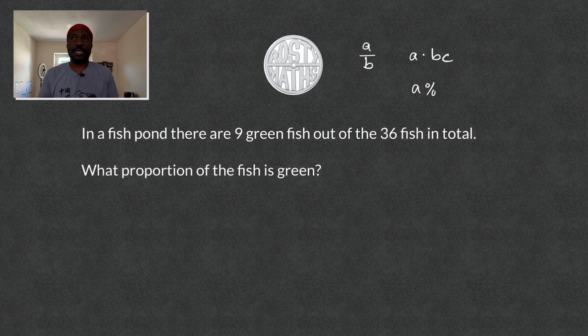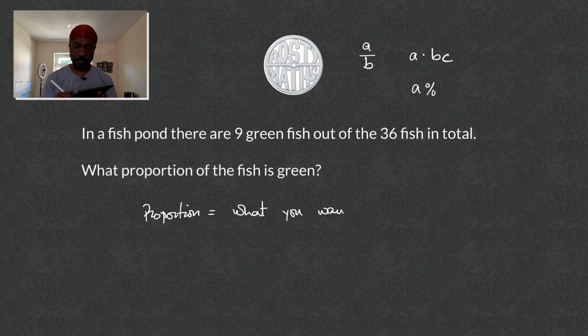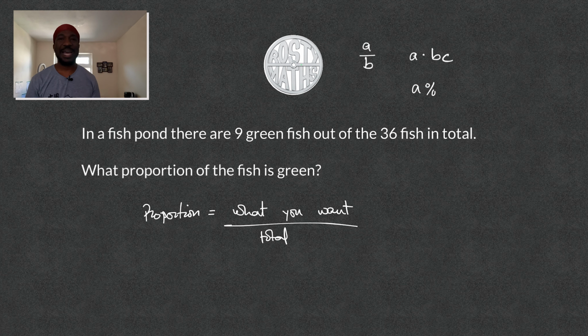Now, how do you work out proportion? So now we know what it looks like. How do we work it out? Well, to work out the proportion of something, we need whatever we desire. I'm going to call that what you want, and you always divide it by the total of whatever you have. So let's look at this question we've got.